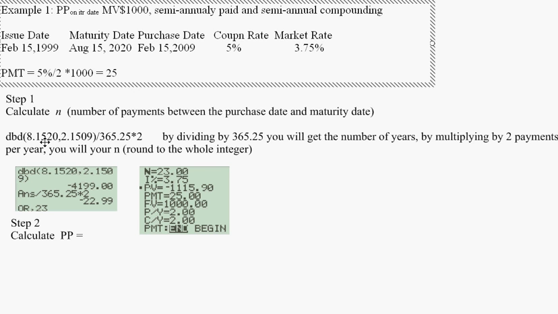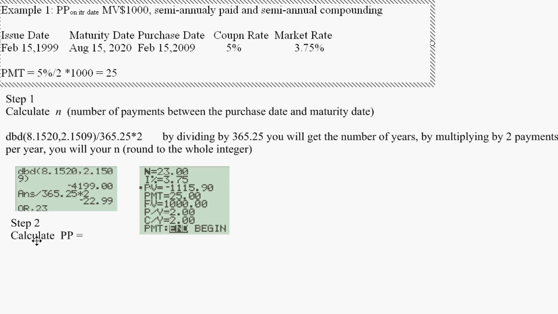Or you can use your calculator by putting start date, maturity date divided by 365.25 gives you a number of years, and then multiply by 2 payments per year. You will have your n round to the whole integer, and in this case is 22.99 or 23.